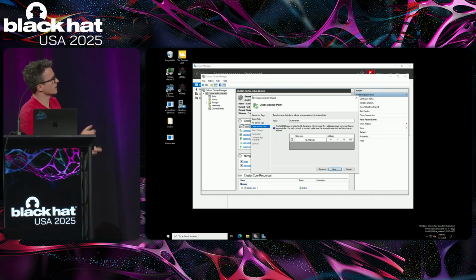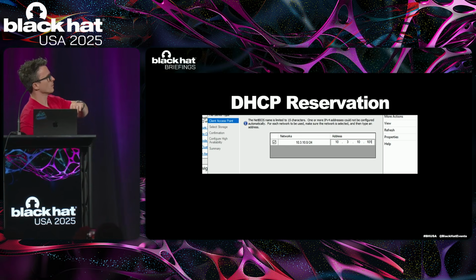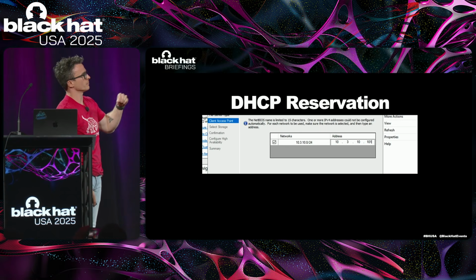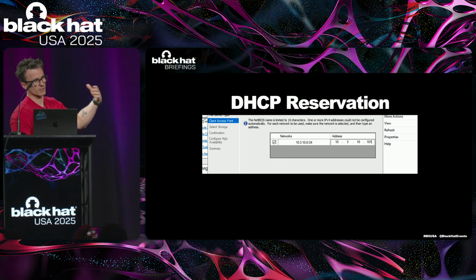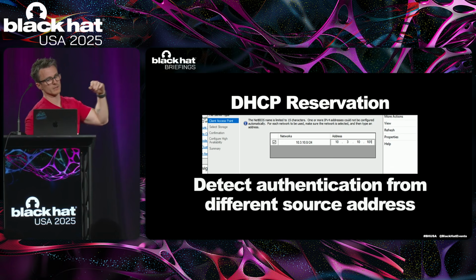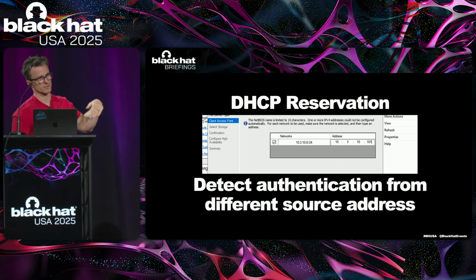But on the detection side, we have that client access point, right? When we registered this, we assigned and reserved an IP address for that identity, for that object. We now know that it's authenticating from every single node, so we have a list of expected logon locations. So if we see an authentication from any different source address, we have a reasonably high fidelity alert that something malicious is going on.